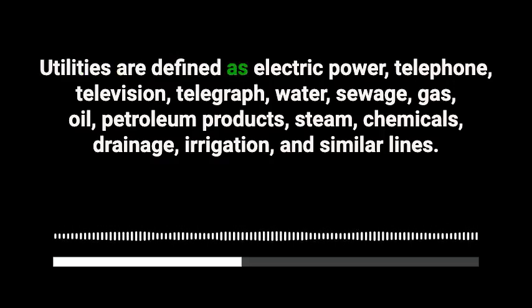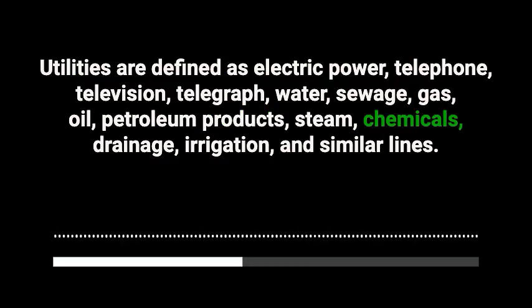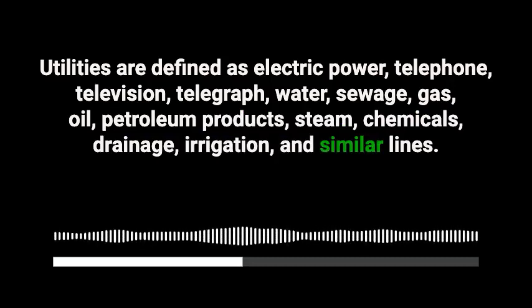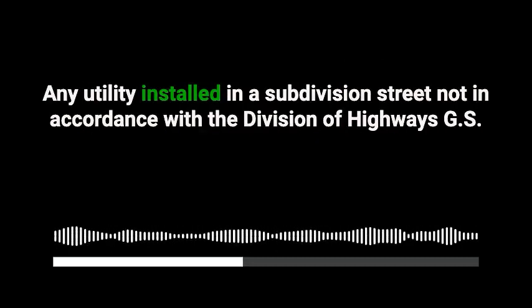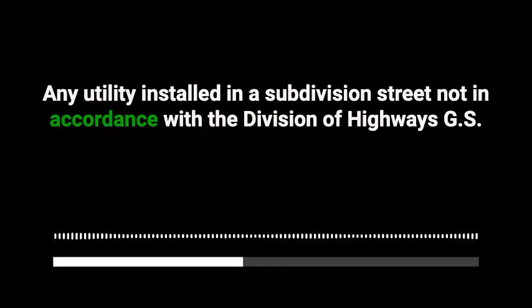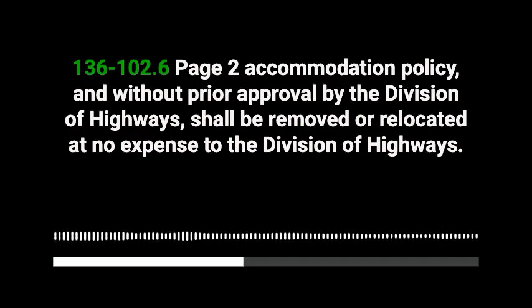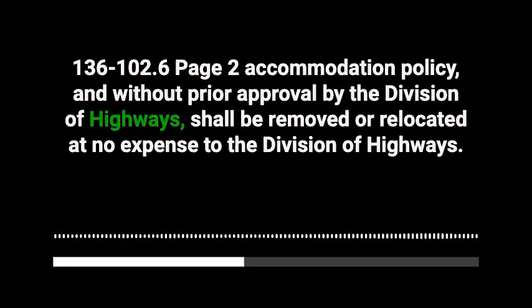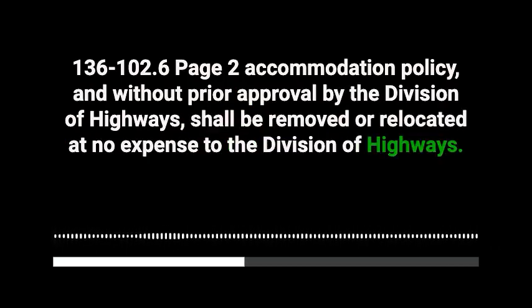Utilities are defined as electric power, telephone, television, telegraph, water, sewage, gas, oil, petroleum products, steam, chemicals, drainage, irrigation, and similar lines. Any utility installed in a subdivision street not in accordance with the Division of Highways GS 136-102.6 page 2 accommodation policy, and without prior approval by the Division of Highways, shall be removed or relocated at no expense to the Division of Highways.